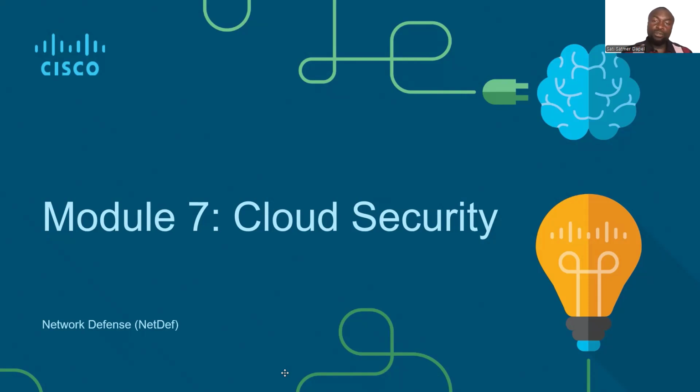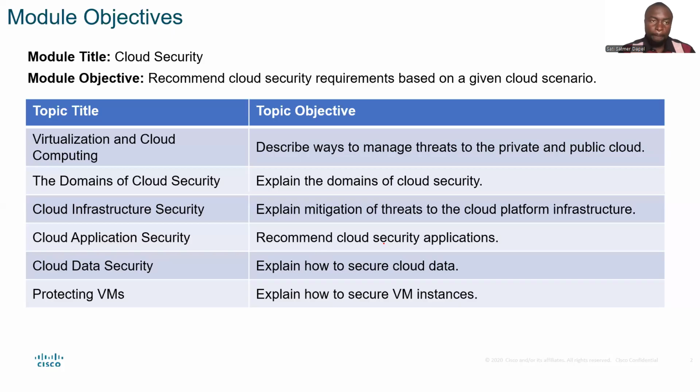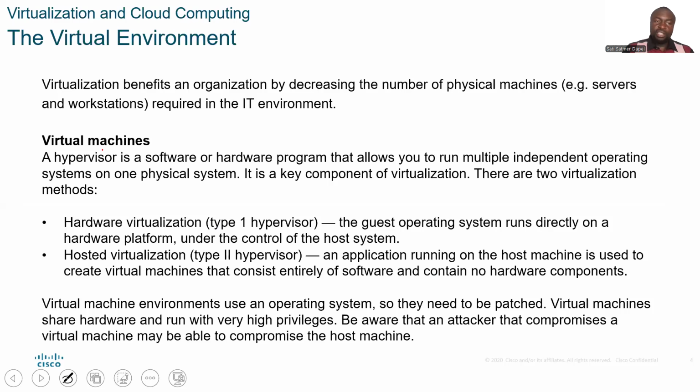Okay. Having said that, today we'll be looking at Module 7. Module 7 is talking about cloud security. So we'll be looking at the concept of cloud and cloud security. What is this cloud all about, and how do we secure it? We'll be looking at the concept of virtualization and cloud computing. And then we will explain the domains of cloud security, and then also explain the mitigation of threats to the cloud platform infrastructure. We'll look at what the cloud infrastructure is. We'll also look at cloud application security, then cloud data security, then we'll look at how we can protect our virtual machine instances, okay? So let's dive into virtualization and cloud computing.